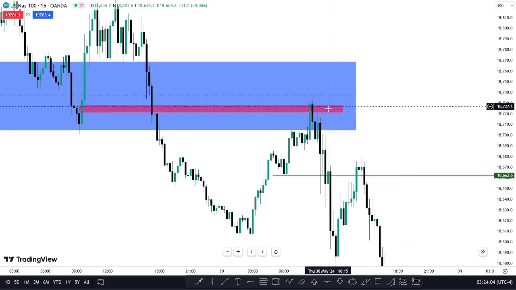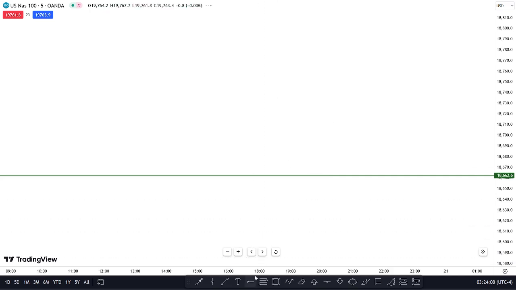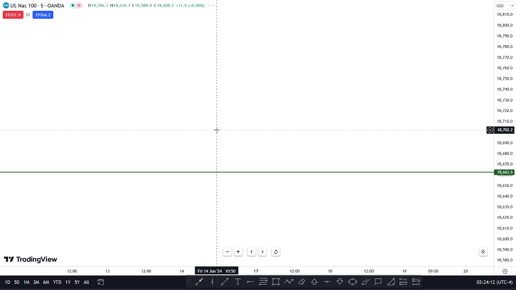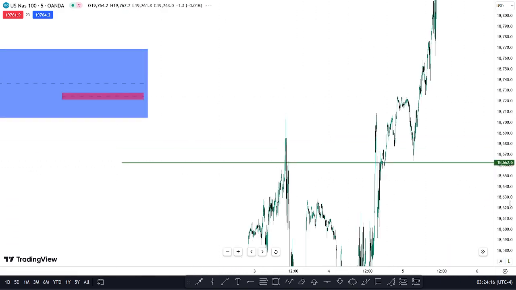So let's go into our entry time frame, which is the 5 minute time frame, and see what we have.